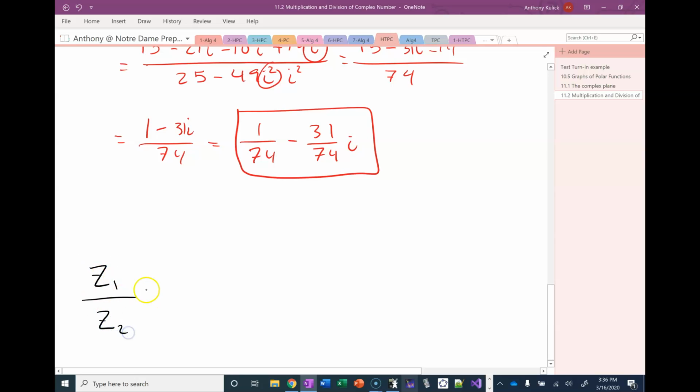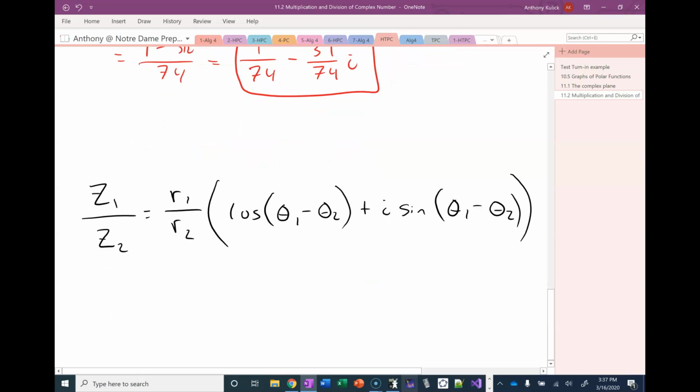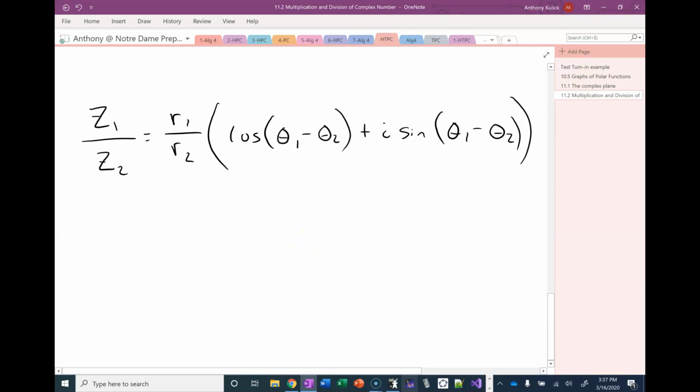So I'm just going to show you the shortcut and not the proof, because in the homework I ask you to do the proof or the derivation for this formula. And if you're wondering how to start, I would go back and look at how I started for the multiplication, because it's going to be remarkably similar. So if you notice, we're just dividing the r's and subtracting the arguments. So again, the two moduli are divided and the arguments are subtracted.